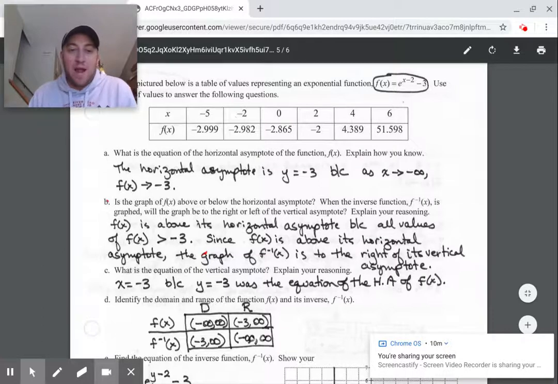B, is the graph of f of x above or below the horizontal asymptote? Well, if I look at my function values and compare them to negative 3, my y values are all above it.